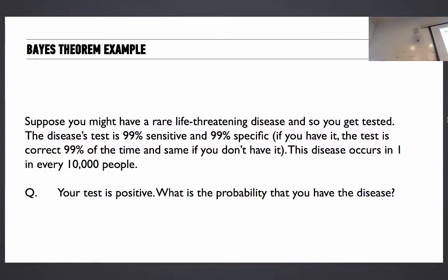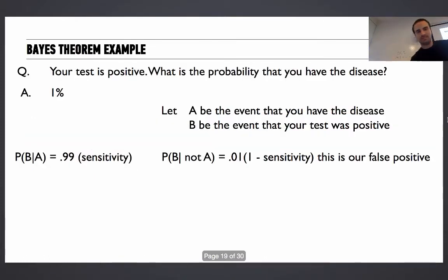Okay. Actually, I have a slide for this. The answer is 1% to kind of give you motivation to work on this problem. If your test is positive, you have a 1% chance of having the disease. Whoa, where does that number come from?